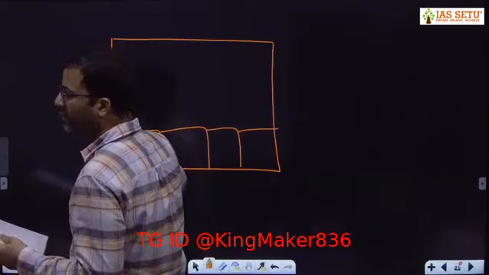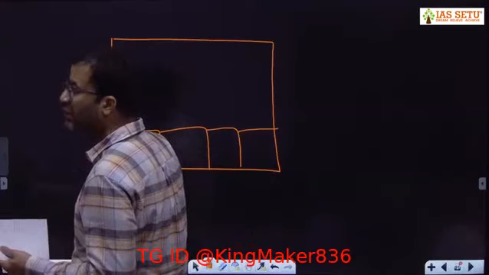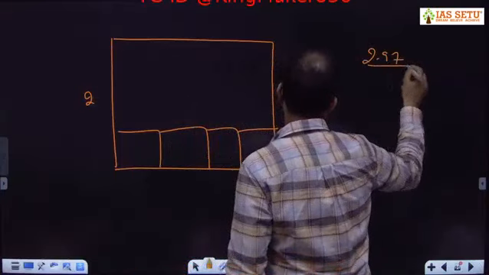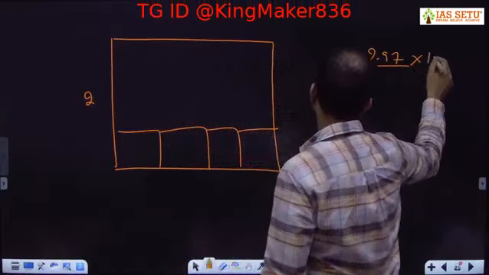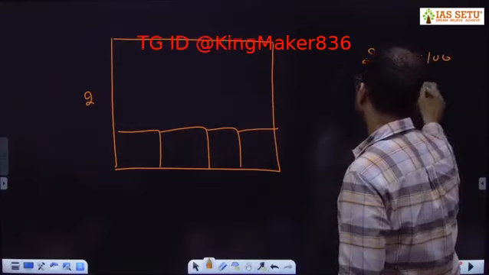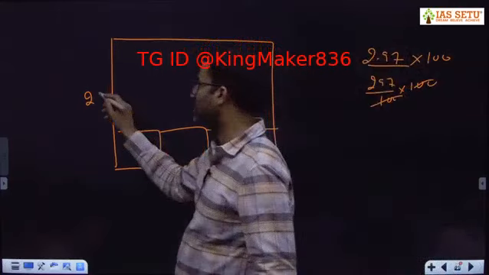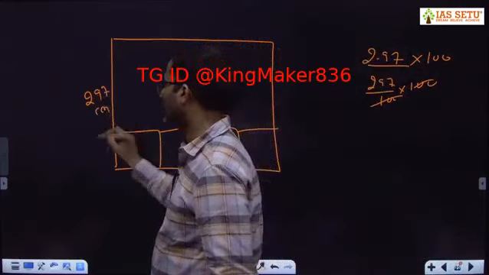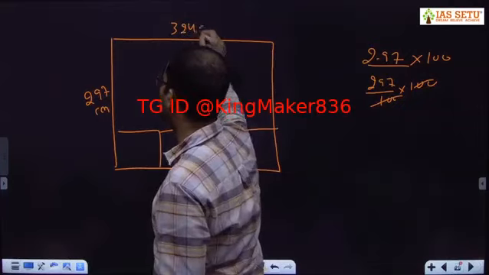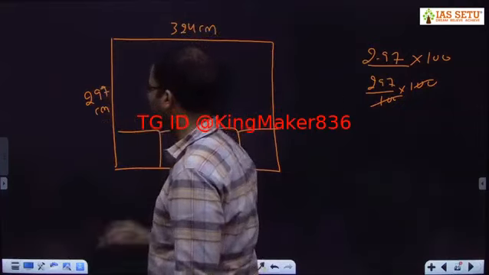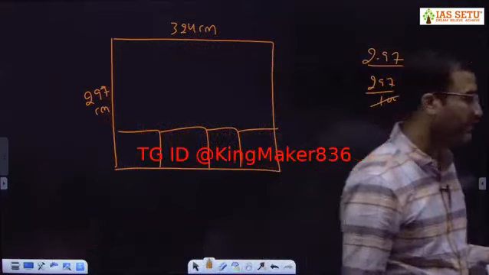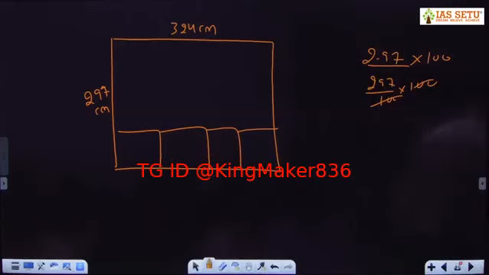You can take decimals, but you can convert to centimeter. What is 2.97 meter? If you convert to centimeter, multiply by 100. So 297 upon 100 into 100, so it is 297 centimeter. And the breadth is 3.24, so 324 centimeter. So the length of that rectangular hole we take as 297 centimeter, breadth 324 centimeter.